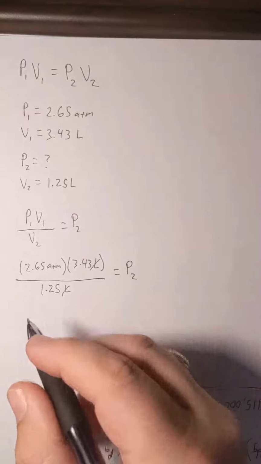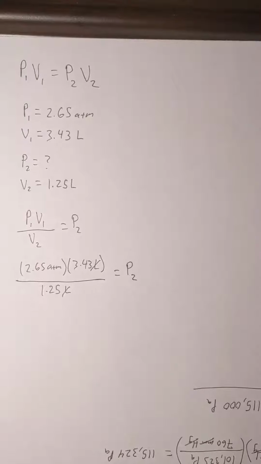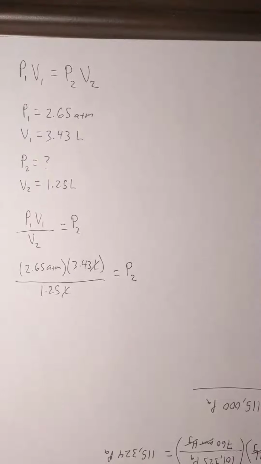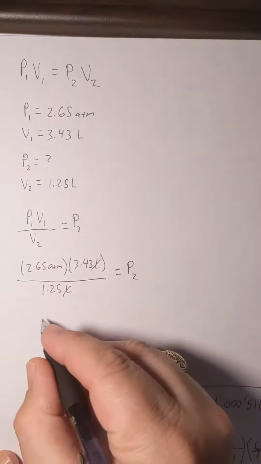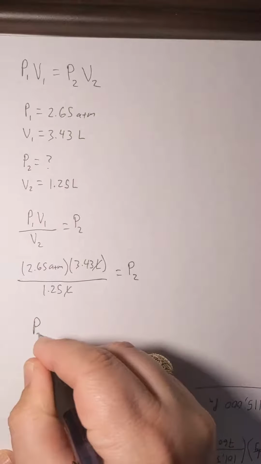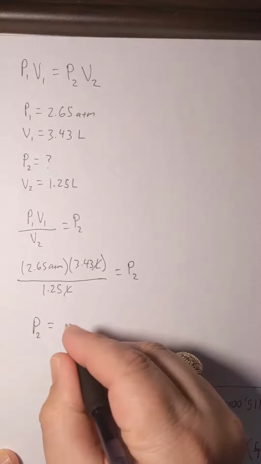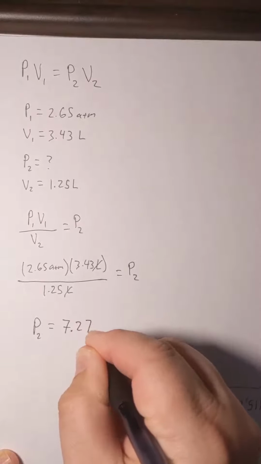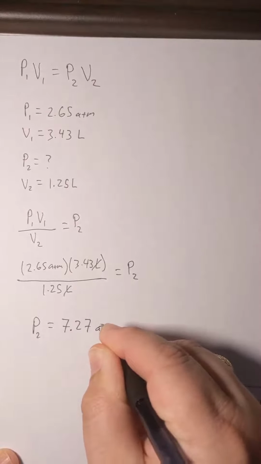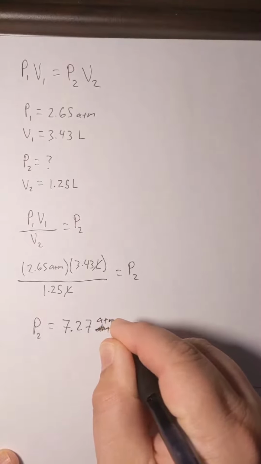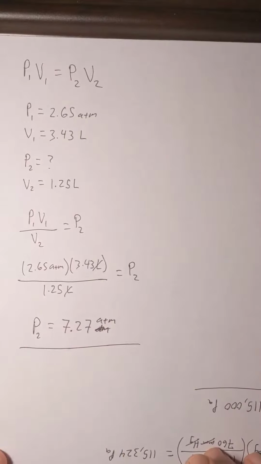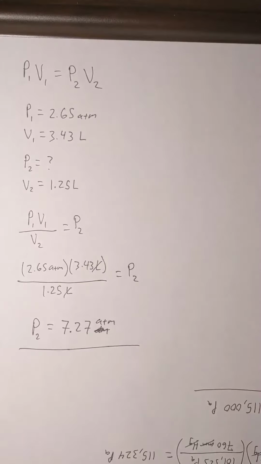So we'll go to our calculator now and plug everything in. 2.65 times 3.43. All of that will be over 1.25. And we find out that our final pressure is going to be equal to 7.27 atmospheres. Rewrite the unit a little more clearly: 7.27 atmospheres. And this makes sense because the volume of our container got smaller, so our pressure needs to increase.